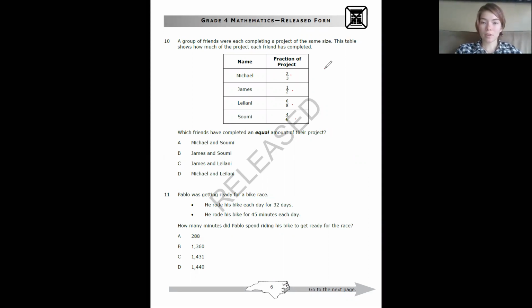So to do that, we're going to want to get the fractions to have common denominators. Our first fraction is 2/3, then 1/2, 6/8, and 4/6. Now, if we simplify 6/8, we can divide by 2 over 2, and we can turn this into 3/4.